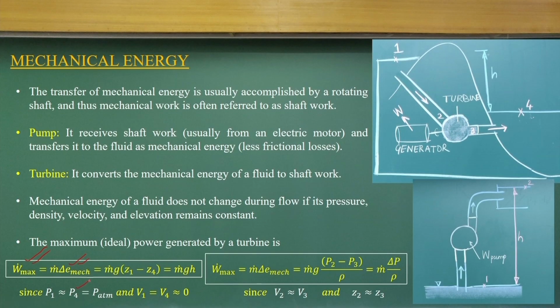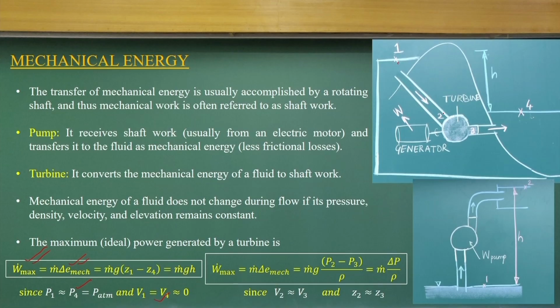Between points 1 and 4, the pressure at these two points will be atmospheric, and both are the same. The velocity at 1 and 4 becomes 0. Only the elevation difference, the potential energy difference, is what we get.